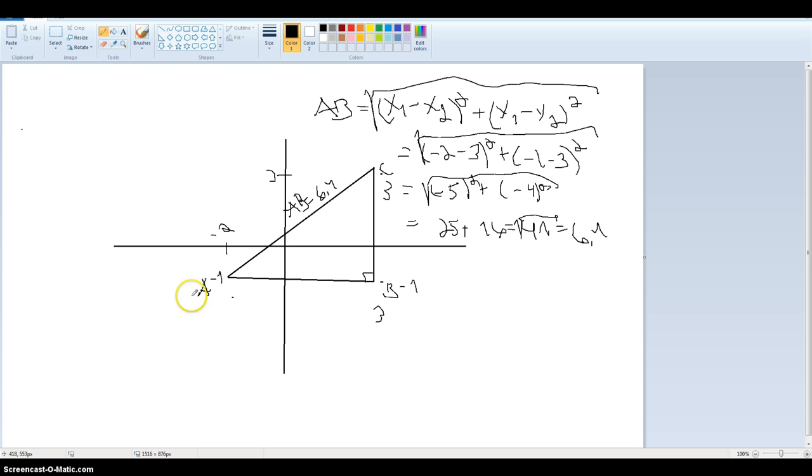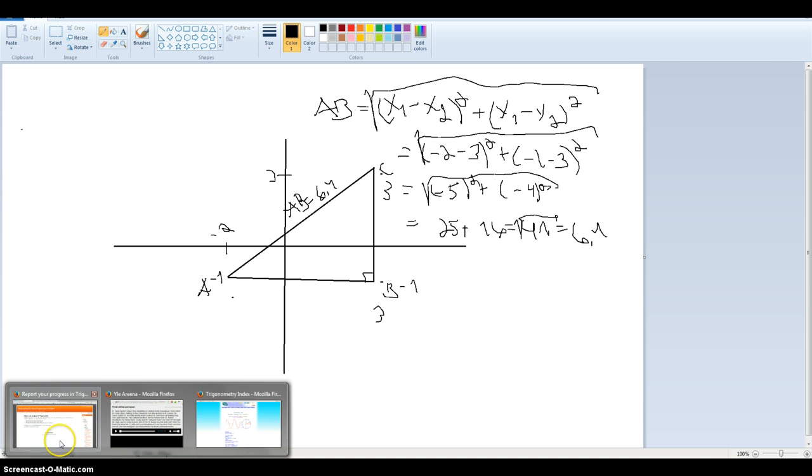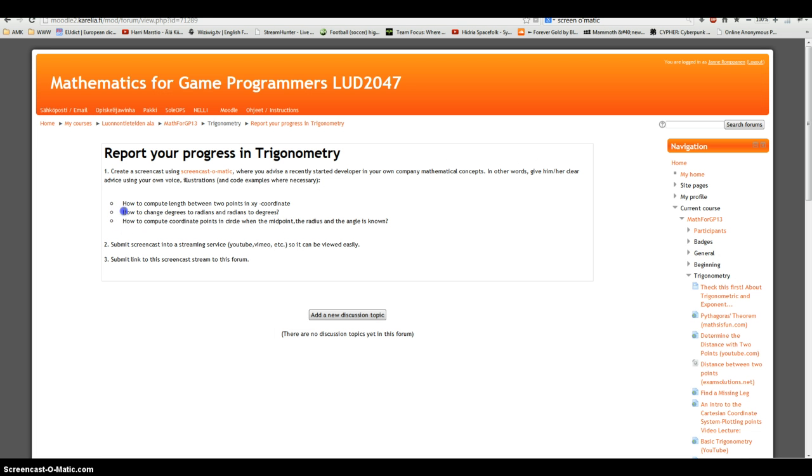So all you need to know is this theorem, and it's very simple to use. Just remember to calculate in the correct order, and that is that. Next I will tell you about how to change degrees to radians and radians to degrees.